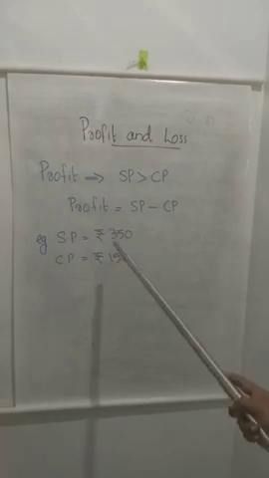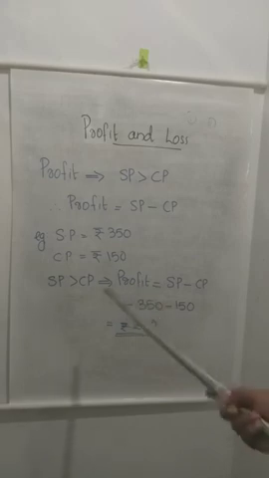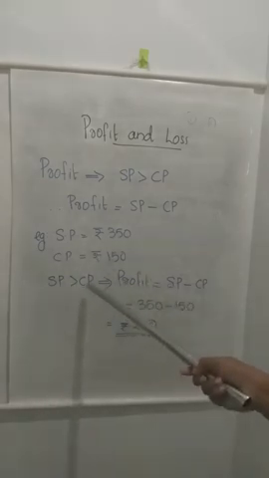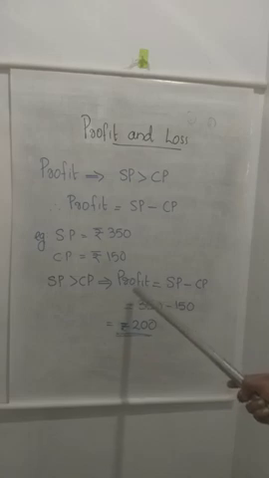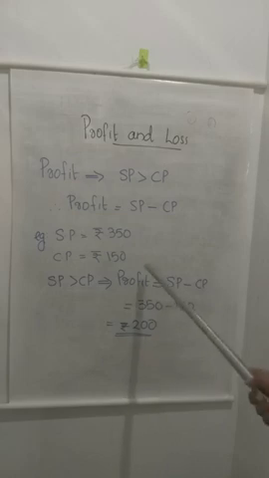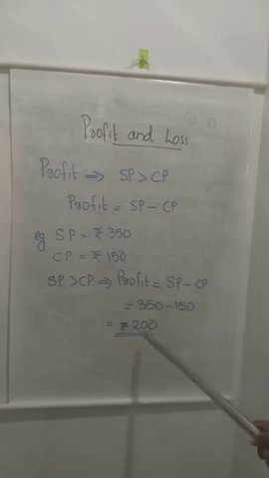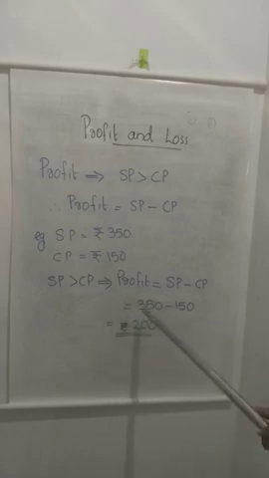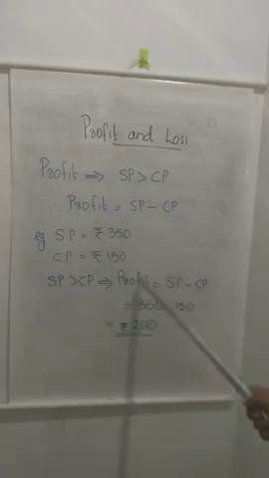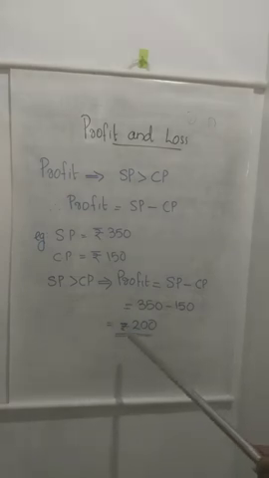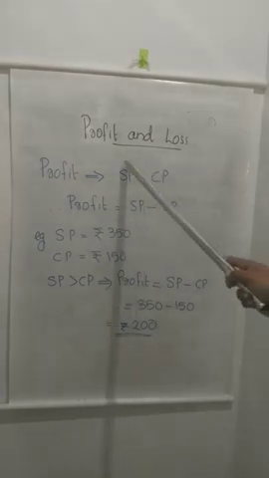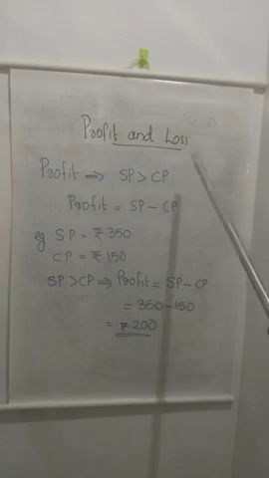We can calculate what is the profit here. I said if selling price is greater than cost price, we have profit. How can we calculate profit? SP minus CP. So what is SP here? 350. What is CP? 150. Subtracting, what am I getting? Rupees 200. So rupees 200 I gained. That means by this I am getting a profit of rupees 200. So we have profit when selling price is greater than cost price.